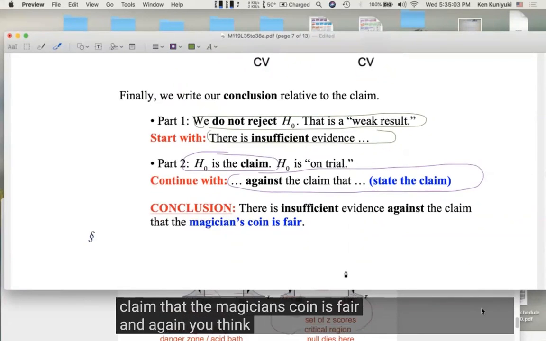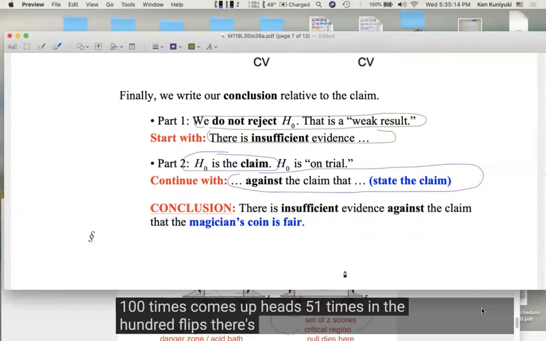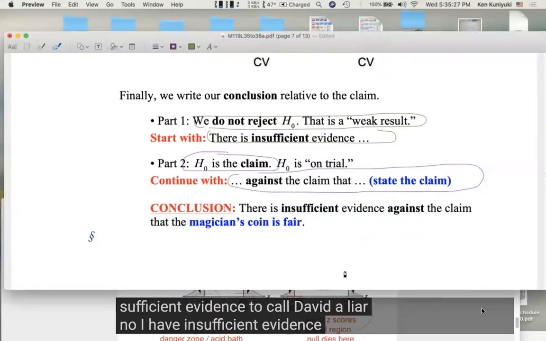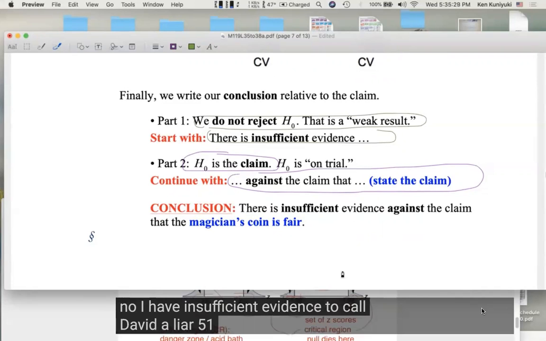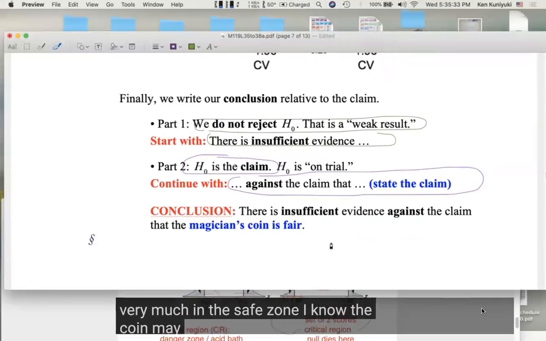And again, you think about it. David comes, sees you and says, this is my coin. I claim it's a fair coin. You flip the coin 100 times, comes up heads 51 times in the 100 flips. There's insufficient evidence against David's coin being fair, okay? So if you're wondering, do I have sufficient evidence to call David a liar? No, I have insufficient evidence to call David a liar. 51 heads out of 100, that's very much in the safe zone. The coin may very well be fair.